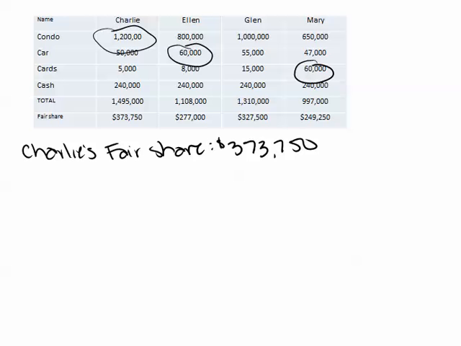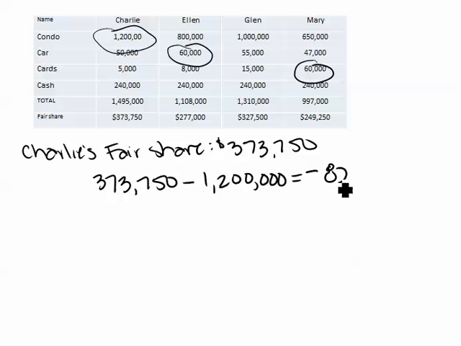So from Charlie's fair share, he's going to get the condo. The condo, you'll notice, is worth a lot more than his fair share. So what we need to do is figure out what Charlie owes. So we're going to take Charlie's fair share of $373,750 minus the price of the condo, $1,200,000, and that's going to give us negative $826,250. So he owes that much money to the estate.